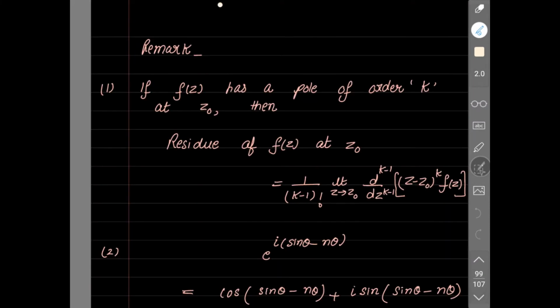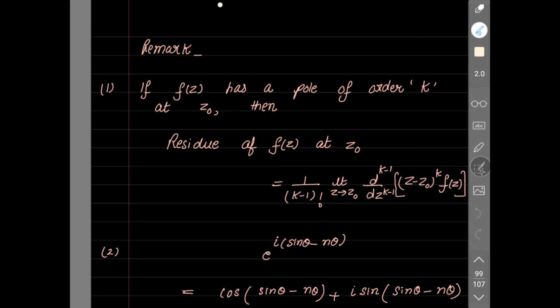Remarks. I'm repeating some of the remarks because I'm going to use these remarks in this example. If f(z) has a pole of order k at z0, then the residue of f(z) at z0 is equal to, you have to learn this formula because it is very important, 1 over (k minus 1) factorial, limit z tends to z0, we have to differentiate (z minus z0) to the power k f(z), k minus 1 times.